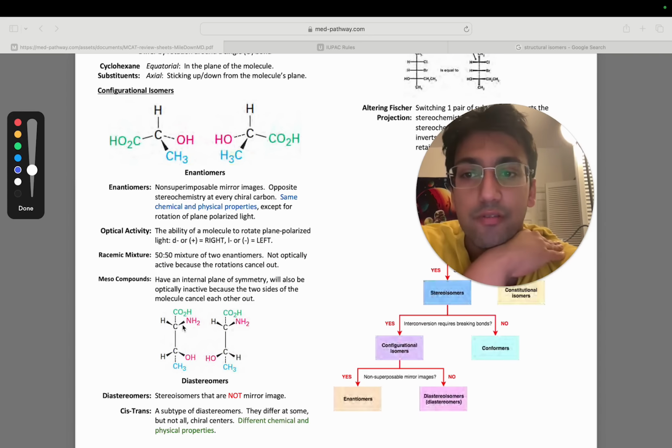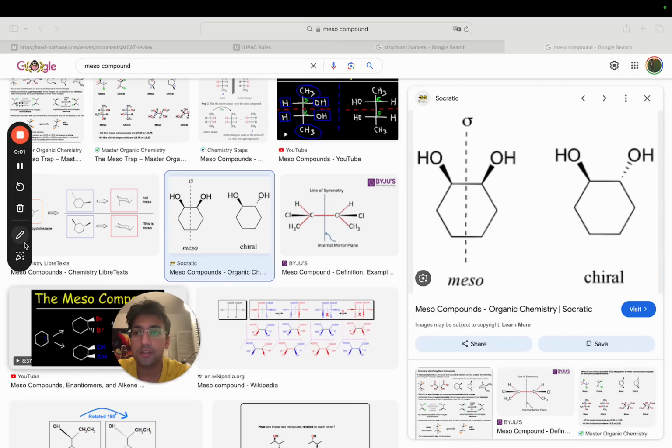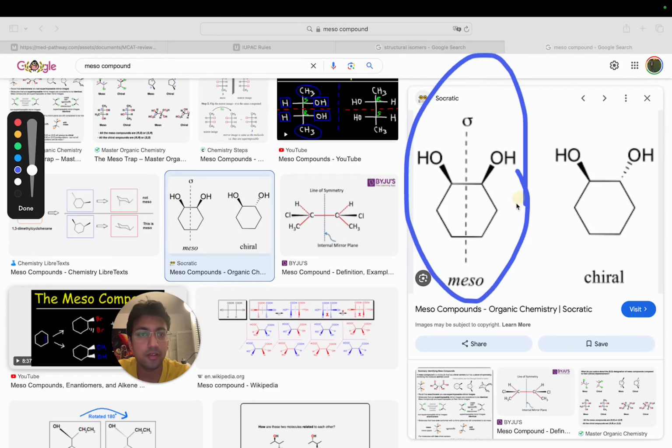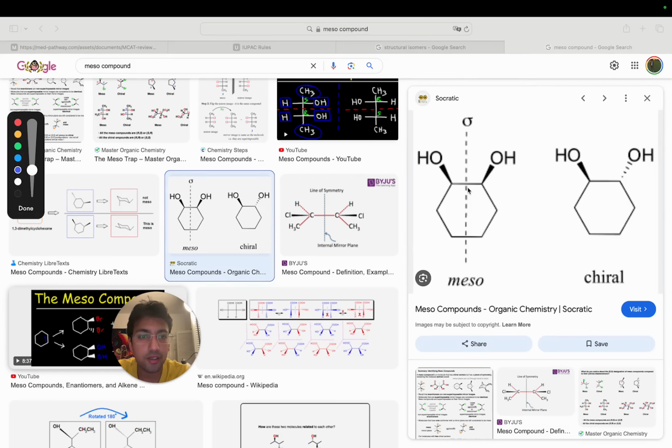Okay, now we have meso compounds. All right, so this is an example of a chiral center in meso compounds. Here we can see that even though this is a chiral center and this is a chiral center, this is bonded to a carbon chain, an alcohol, and a hydrogen, right? Same with this.